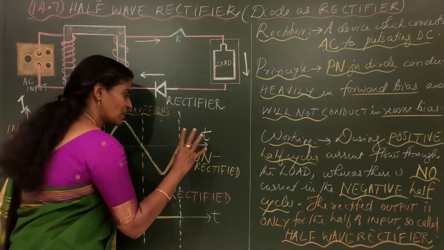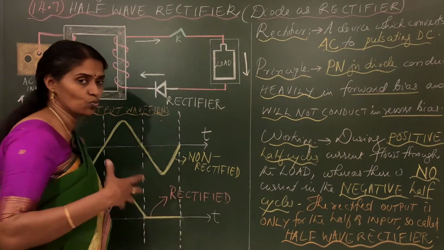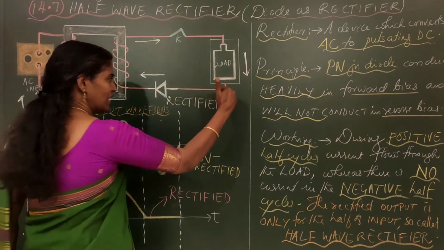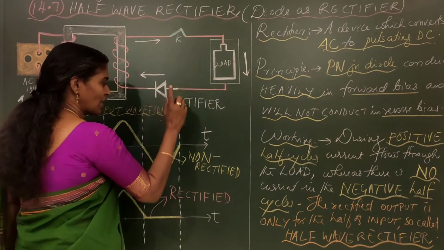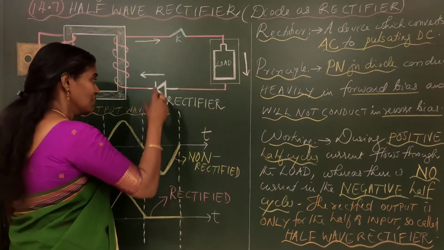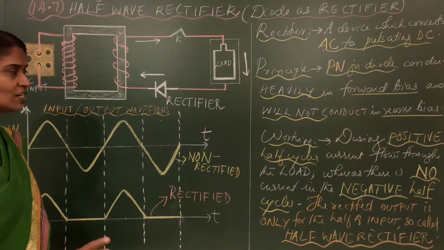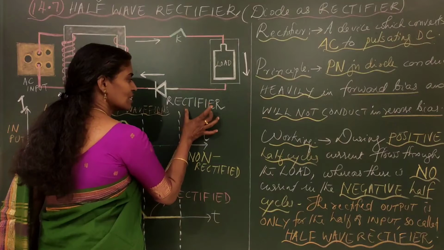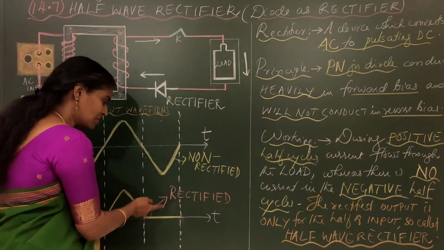So we will say this is a non-rectified input. This is a rectified output. Without the diode, this is the figure. With the diode, this is the figure. Clear? So what is a rectifier? The answer is very simple. This gets converted to this.